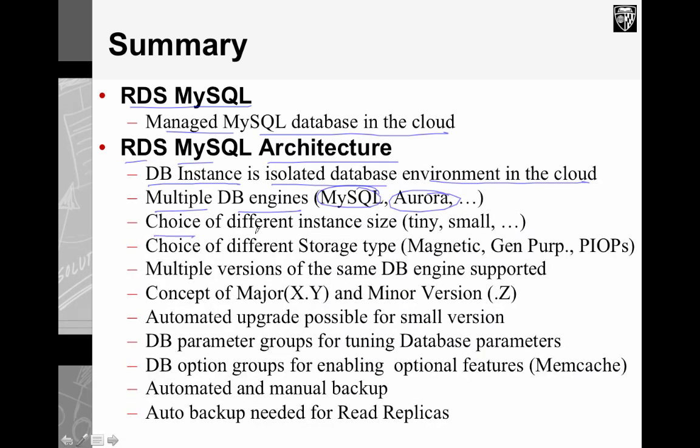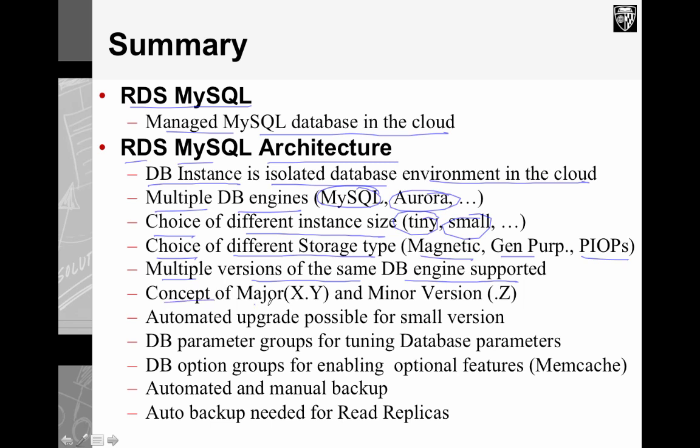There's also a choice of different instance sizes. You can decide to go with tiny, small, large, extra large database instance size. There's also a choice of different storage types. You can go with magnetic or general purpose or provisioned IOPS storage type, depending upon the need of the database. Multiple versions of the same DB engines are also supported. You may decide to go with a specific engine, but there are several engine versions that they give you.